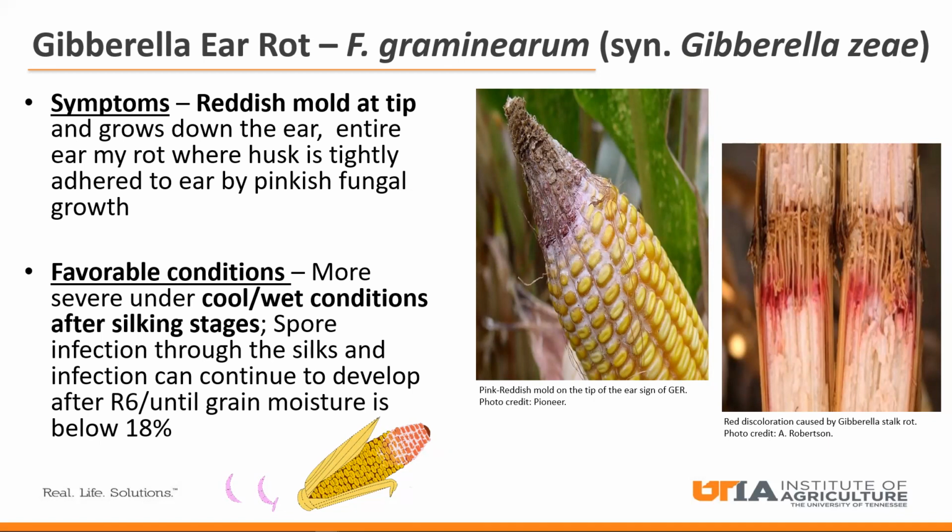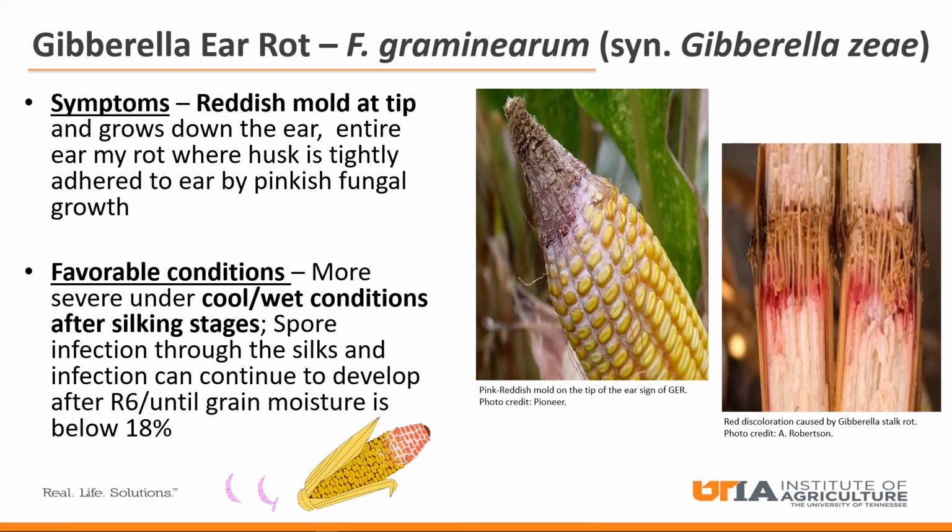And so where this ear rot develops, the husk usually tightly adheres to the ear due to that pinkish fungal growth that you see. And we'll talk a little bit more about this in some other slides, but this pathogen can also cause some other issues in corn, including stalk rots. And so pictured on the very far right is the red discoloration by the pathogen in the stalk.